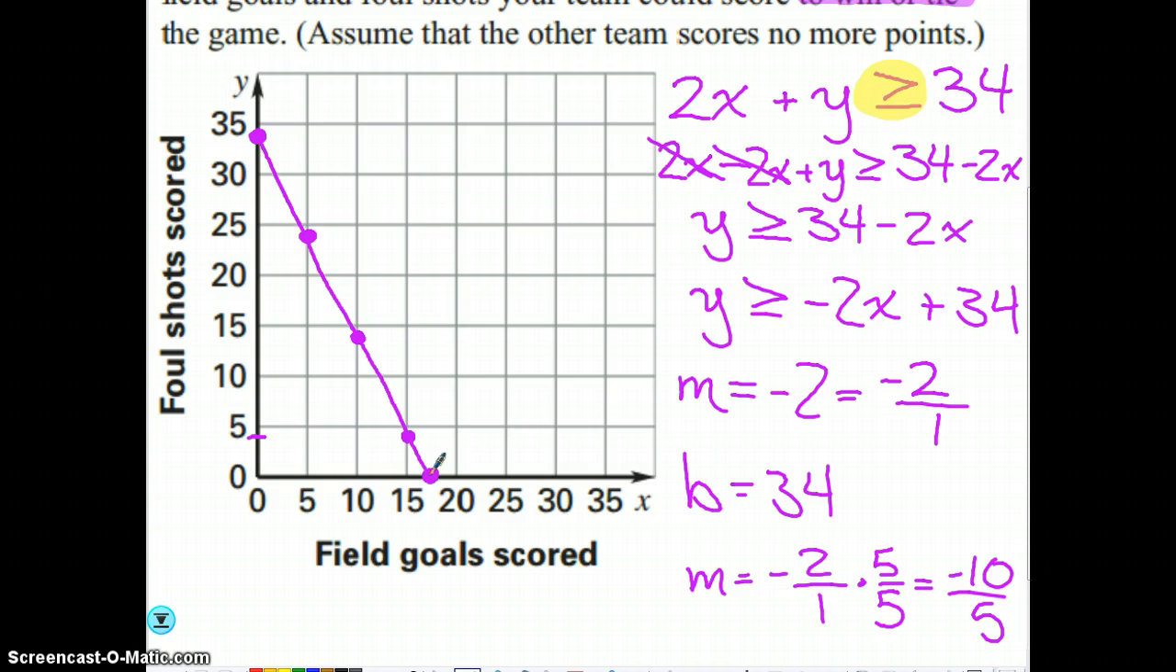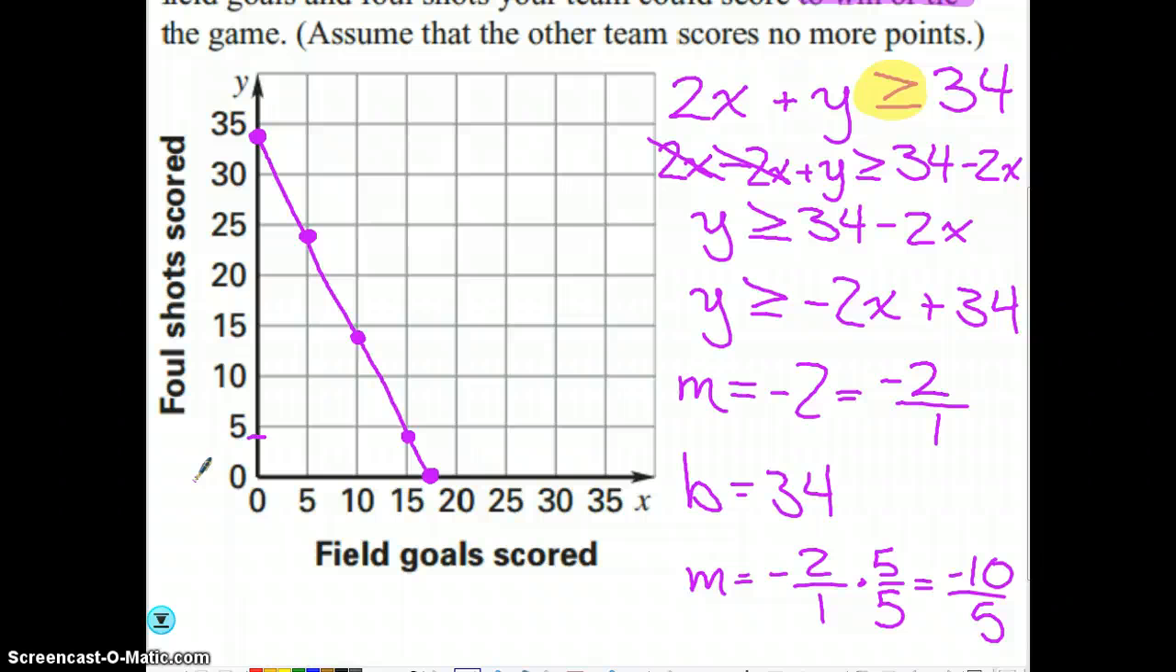Not bad. And yeah, we can't go past this part right here because that'll give us negative y values, and we know that you can't score negative foul shots. Same with why you can't go past the y-axis. You can't score negative field goals.